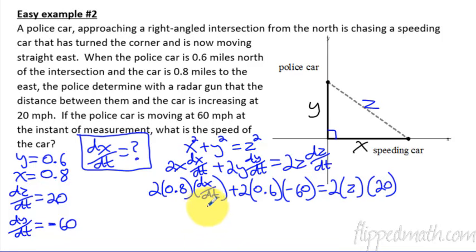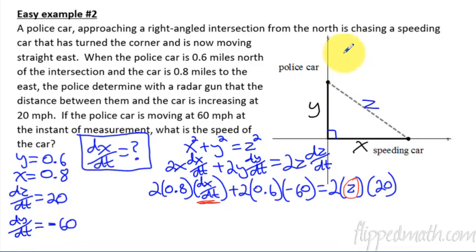Okay, so we have some problems. One, we don't know what dx/dt is. That's not really a problem because that's the whole point of this scenario anyway, to figure out dx/dt, how fast the speeding car is going away. But we don't have z right here. We had a variable that we ended up with that we did not have a quantity for. So when this happens, you have to actually figure out what z equals.